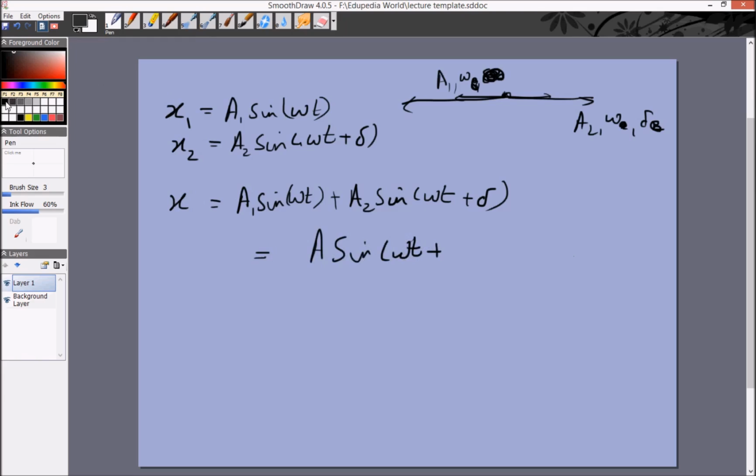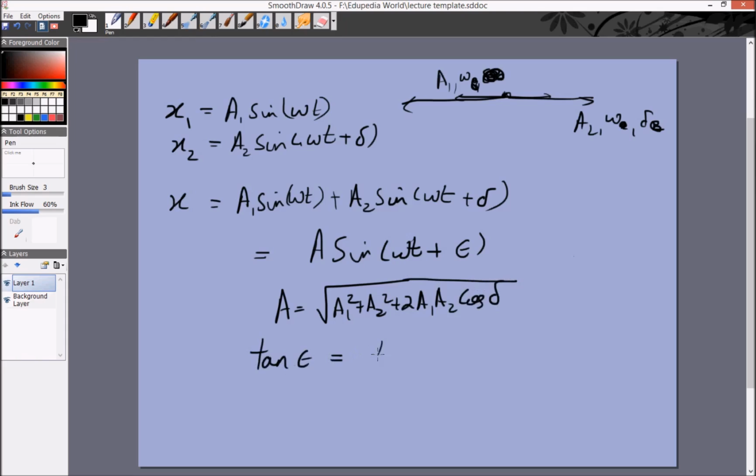So it will be A sin(omega t plus epsilon), where A will come out to be the root of A1 squared plus A2 squared plus 2 A1 A2 cos delta. And tan epsilon will be A2 sin delta by A1 plus A2 cos delta. We've seen these formulas before.